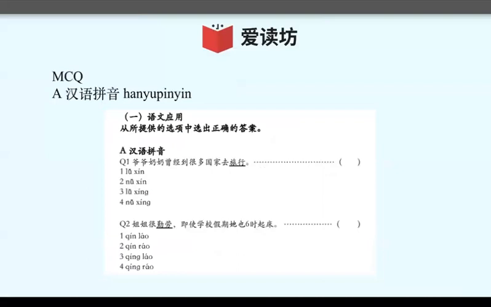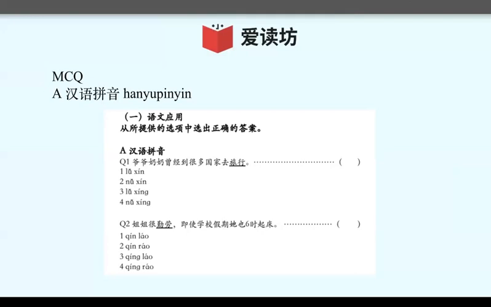Now it's MCQ format. Usually question 1 is 爷爷奶奶曾经到很多国家去旅行. Grandpa and grandma have traveled to many countries. So the answer of question 1 is number 3, 旅行. The first reads as 旅行, second 旅行, third 旅行, and fourth 旅行.